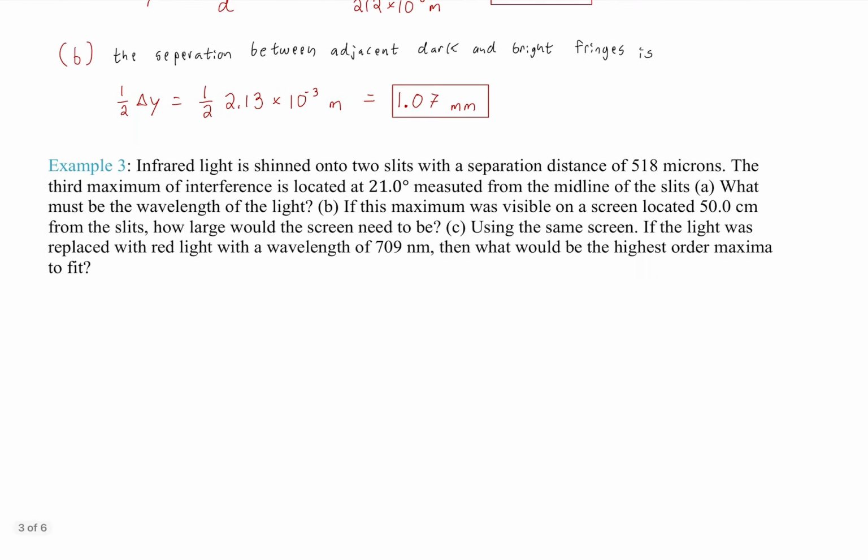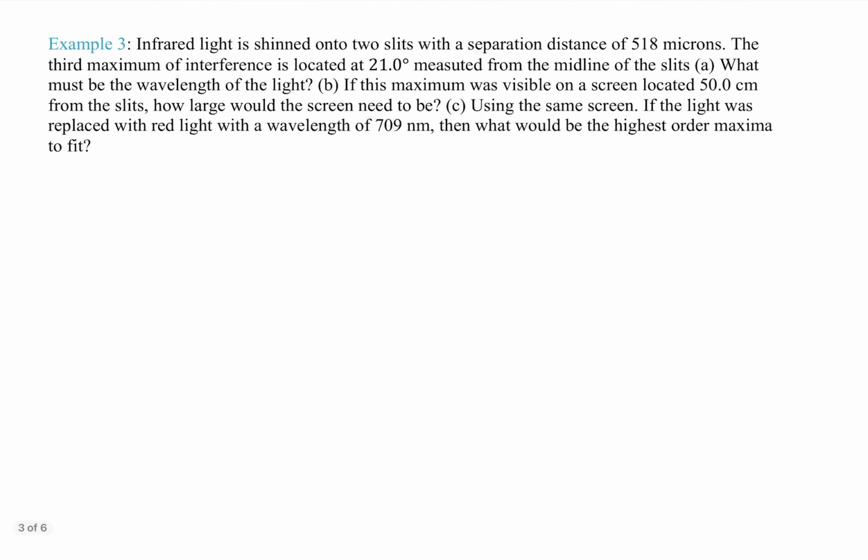All right, so on to example 3. Let's do away with the small angle approximation and use just the parallel ray approximation. Infrared light is shined onto 2 slits with a separation distance of 518 microns. The third maximum of interference is located 21 degrees, measured from the midline of the slits. What must be the wavelength of the light? If this maximum was visible on a screen located 50 centimeters from the slits, how large would the screen need to be? And using the same screen, if the light was replaced with red light with a wavelength of 709 nanometers, what would be the highest order maximum to fit?